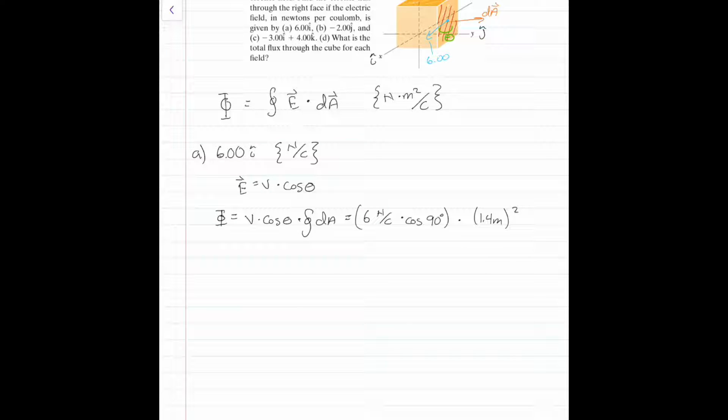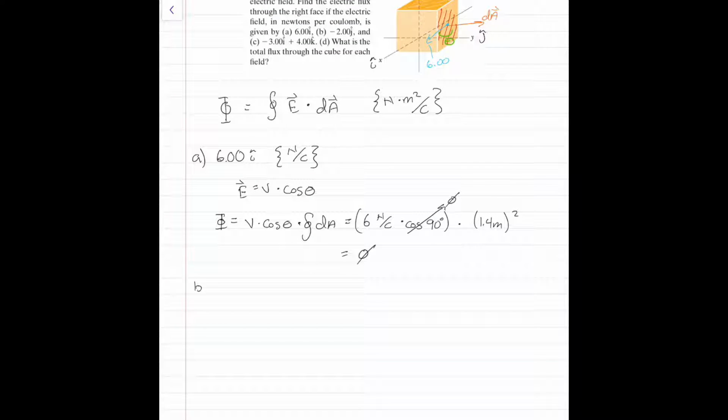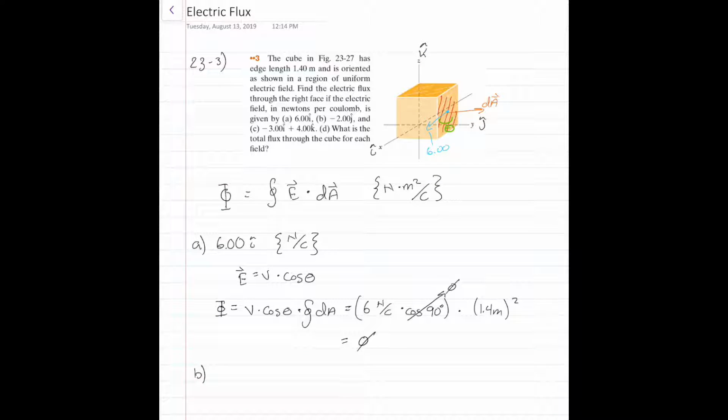We can see that the cosine of 90 is equal to 0. So because of this, the entire electric flux will be equal to 0 in this case. Moving on to B, we see that there is an electric field working in the j unit vector. So this is a -2. So what we do is, because it's a negative, it means it's acting opposite the direction, in the negative direction of the y-axis. So we'll go ahead and show that in blue here. So we've got an electric field working in the opposite direction, and again, this is 2.